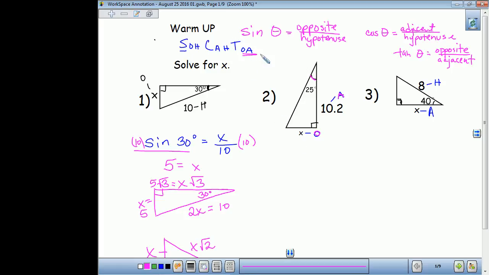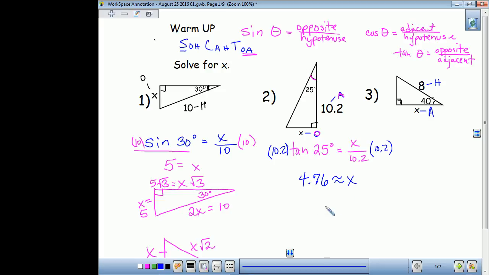Remember, SOHCAHTOA is our mnemonic that helps us remember. Tangent of 25 degrees is equal to the opposite side over the adjacent side. To solve for x in this problem, we would just multiply by 10.2. So pull out your calculators, multiply 10.2 times the tangent of 25, and do you get approximately 4.76? Yes. So that length is approximately 4.76.